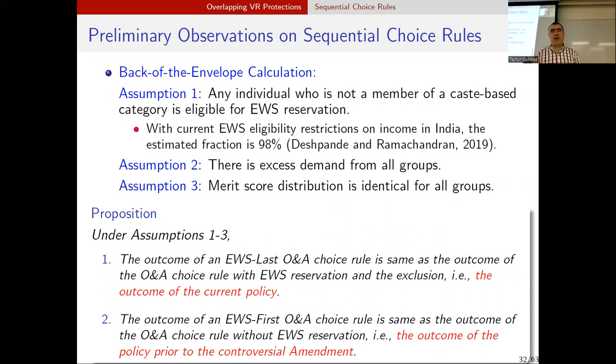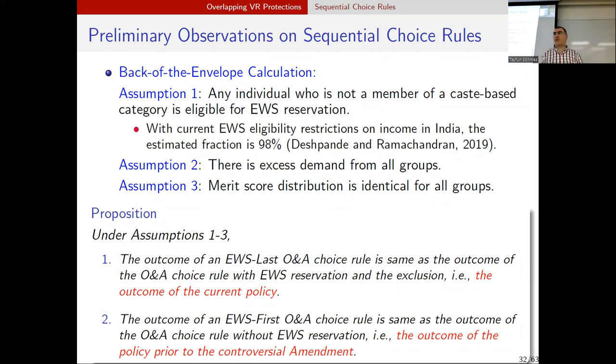I will compare the outcome of EWS last over and above and EWS first over and above under these assumptions. And I'm not making any wild, crazy assumption here, right? Assumption three is maybe not completely realistic, but it doesn't push the outcome one way or another in a particularly meaningful way. And this is an illustration anyway, that's not the main result. So let me compare EWS last and EWS first over and above choice rules.